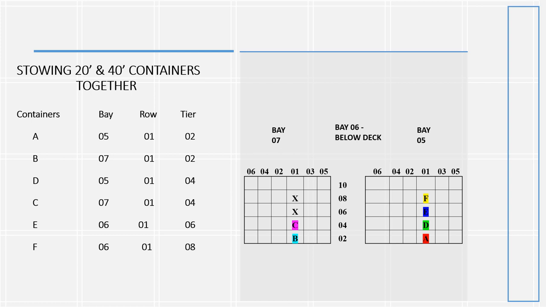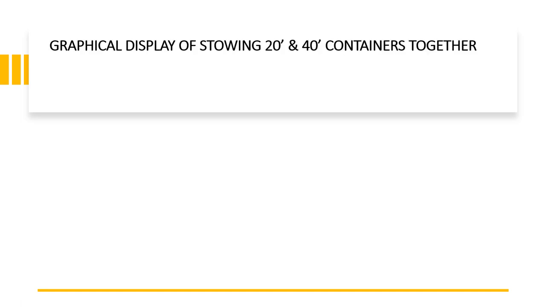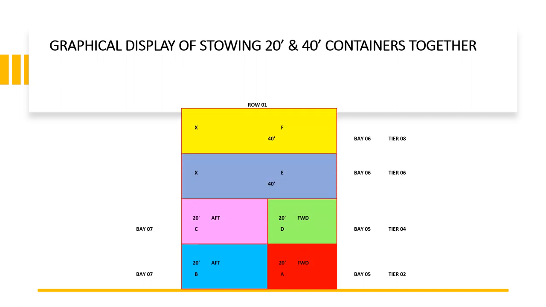Now, we will view this graphically. So let us look at this display. First, we need to know that all the containers are in row 01. The 20-foot containers, A and B, are on the same tier, 02, but in different bays. A would be in the forward bay, and B would be in the after bay. So it's 5 and 7 respectively. Looking at 20-foot containers D and C, they are on the same tier, but in different bays. Forward bay, that is D, that would be 05, and the after bay for C would be 07.